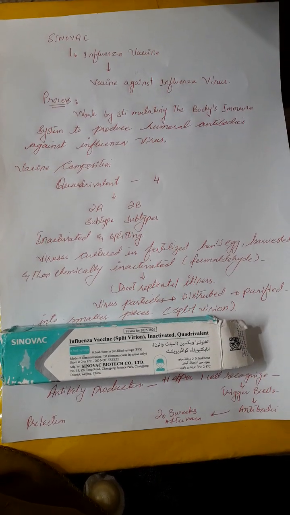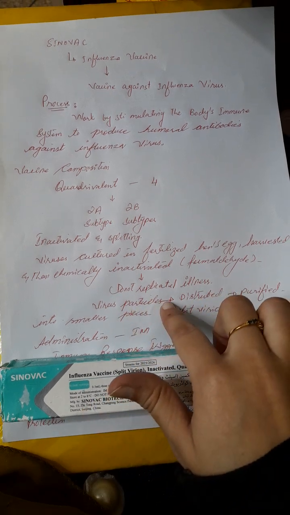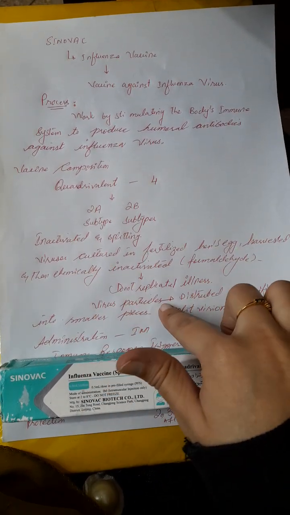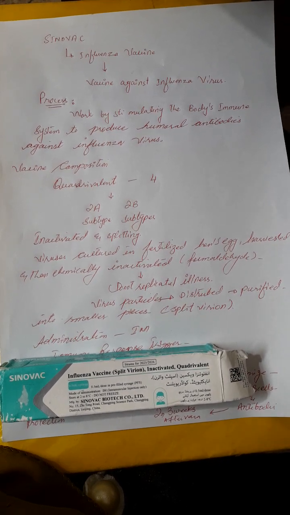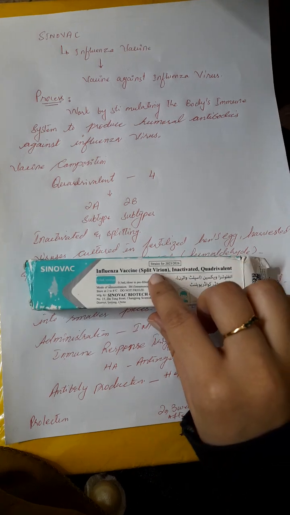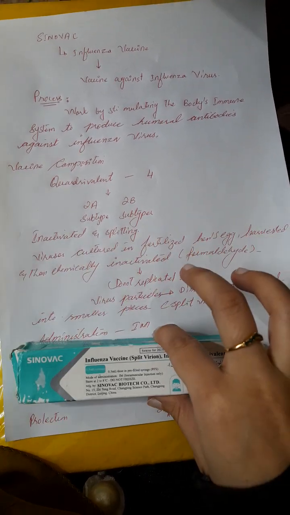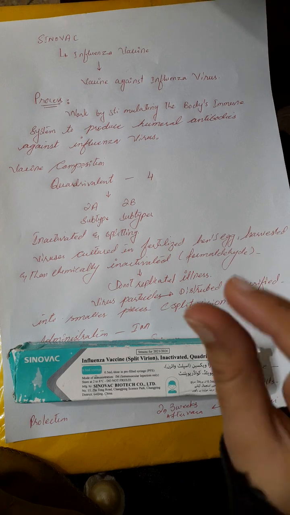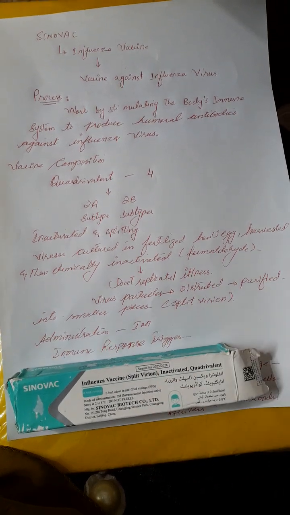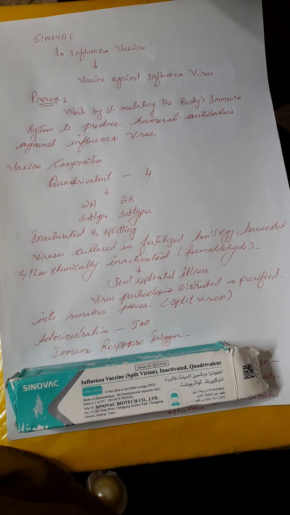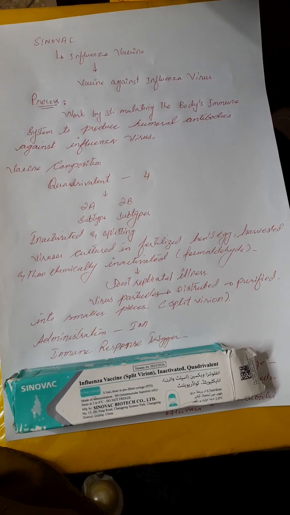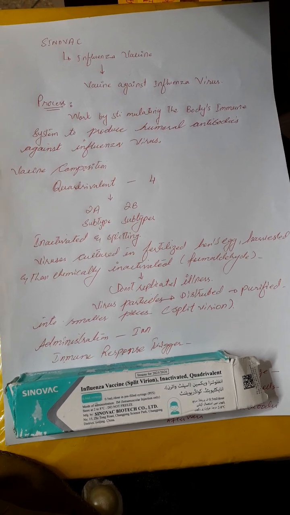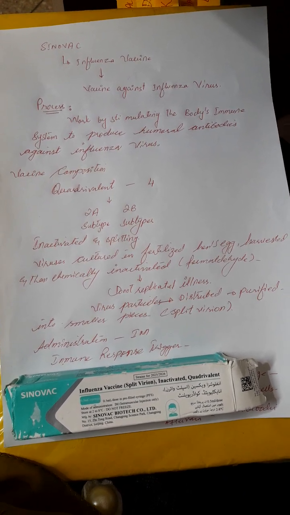After the inactivation, the virus particles are disrupted and purified into smaller pieces, which are called split-virion. When we disrupt and purify into very small pieces, it is called split-virion. We make the split-virion to remove most of the viral genetic material so that it cannot replicate, and to reduce the side effects while keeping the key antigen intact.